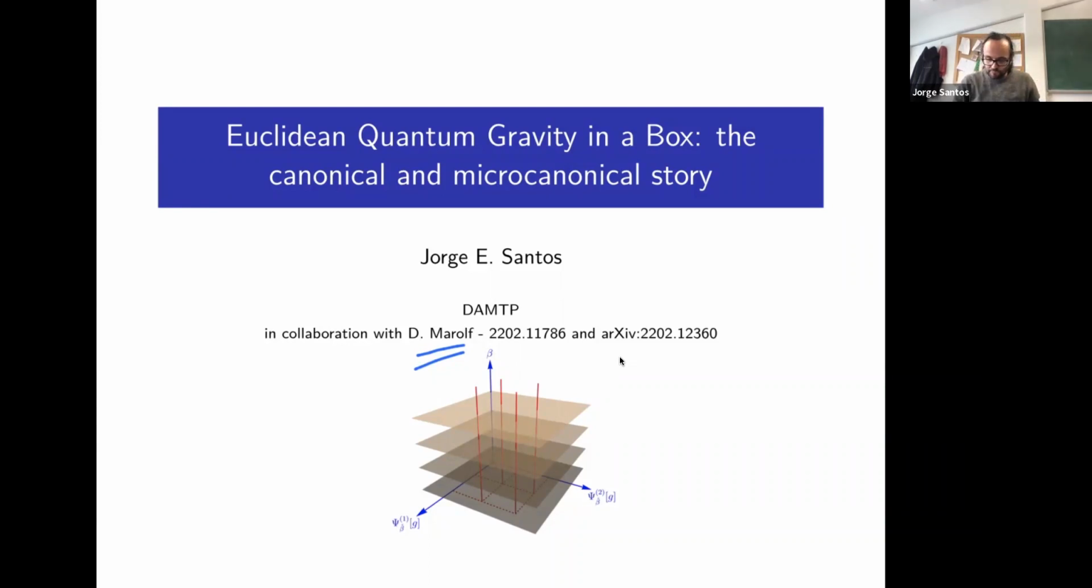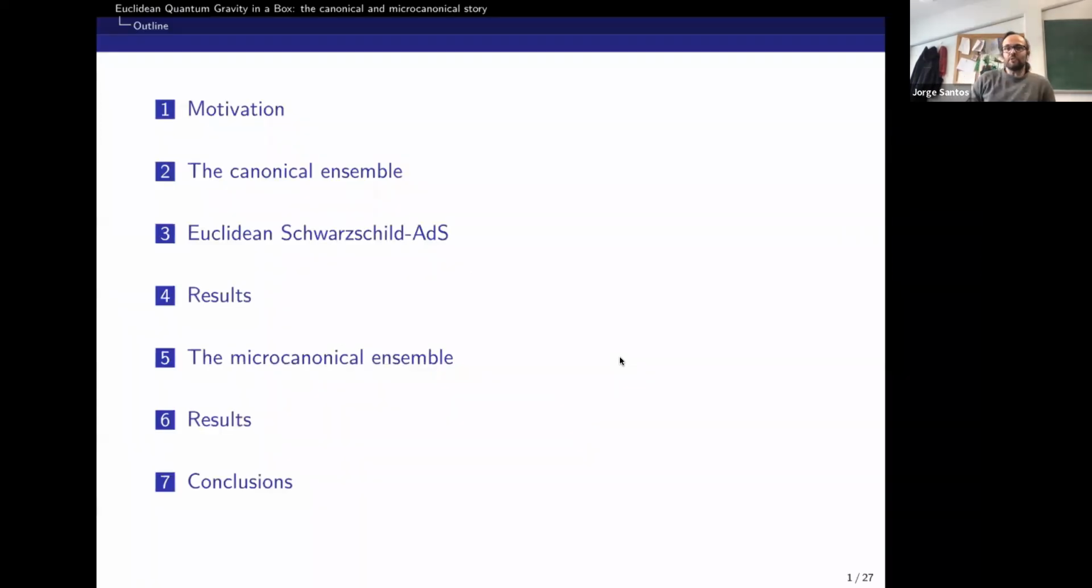So more concretely, this is the menu for the talk. I'll start with the motivation. Why do we study Euclidean path integrals? It's interesting to note that our original motivations for studying Euclidean path integrals are somehow outdated. They're not really valid, okay? Then I'm going to tell you about the canonical ensemble and exactly how to define the canonical ensemble. This will be probably the most intense part of the talk.